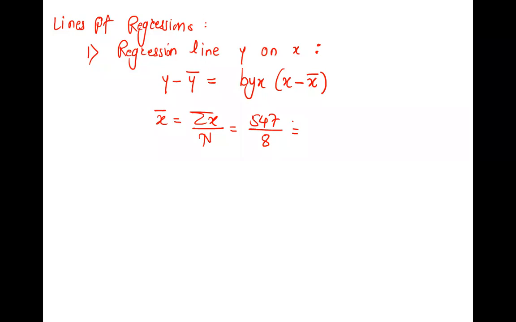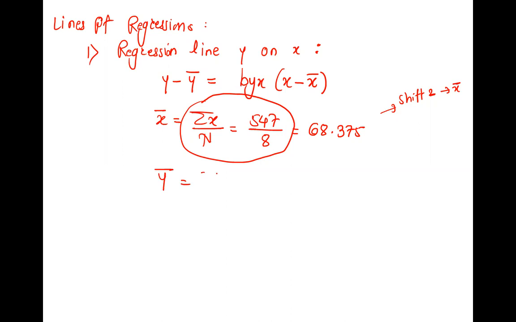Already X we have introduced, so press 1 and equal. How much is it? 68.375. So this is what you can do, or directly you can write it here with shift and 2, X bar. Can you check these two values are the same? Yes, it must be.